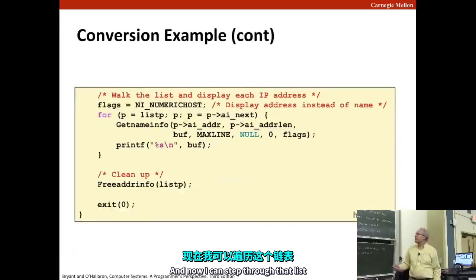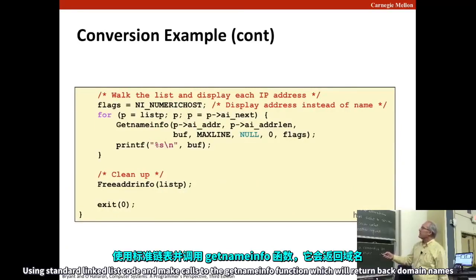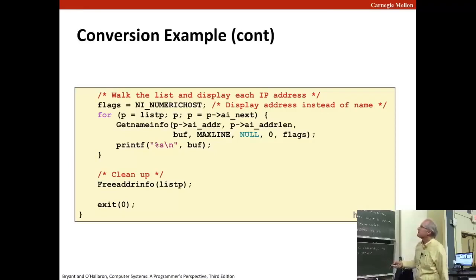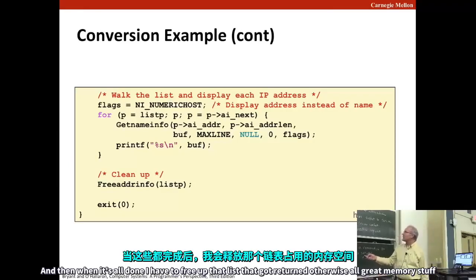Now I can step through that list using standard linked list code and make calls to the getNameInfo function, which will return back domain names. And then when it's all done, I have to free up that list that got returned. Otherwise, I'll create memory leaks.